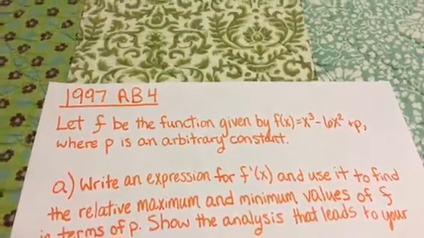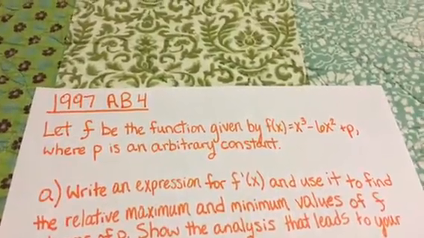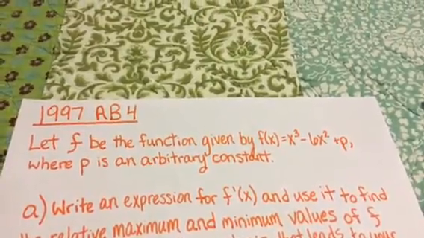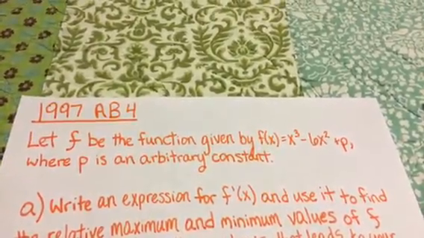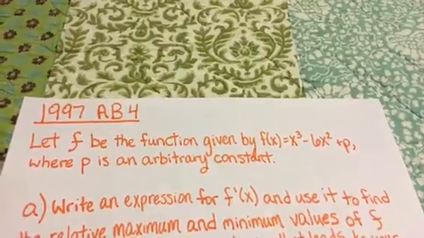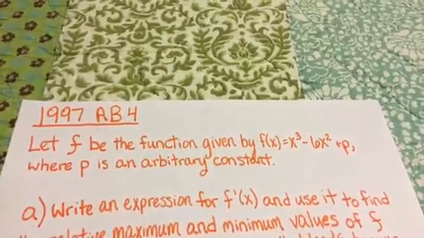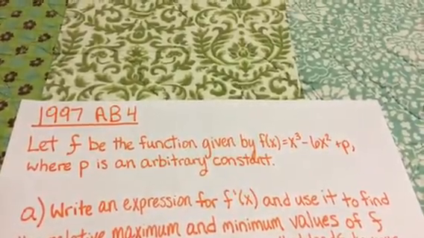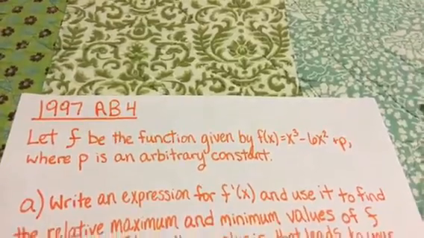Our second problem is 1997 AB4. Let f be the function given by f of x equals x cubed minus 6x squared plus p, where p is an arbitrary constant. An arbitrary constant is really just a regular number. There's nothing special about it.